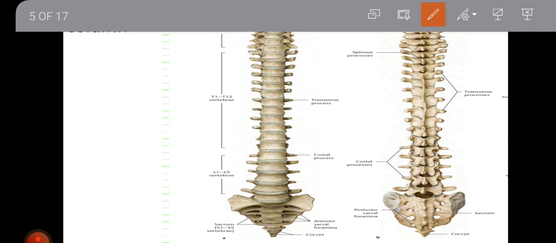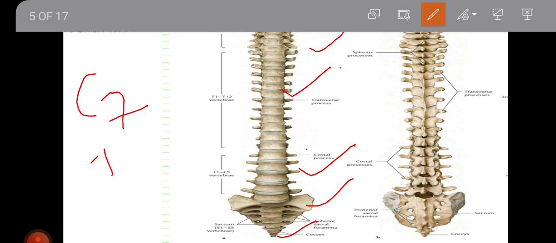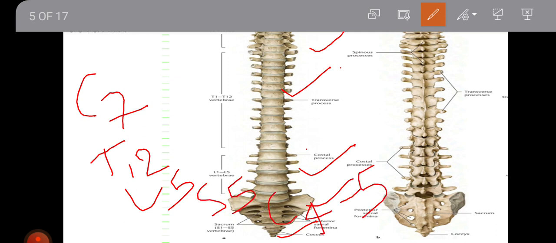In this image you can see the cervical vertebrae, these are thoracic vertebrae, these parts are lumbar vertebrae, these are sacrum and these are coccyx. The total number of cervical vertebrae is 7, thoracic is 12 and lumbar vertebrae is 5, sacrum is also 5 and coccyx is 4 to 5, which are fused.